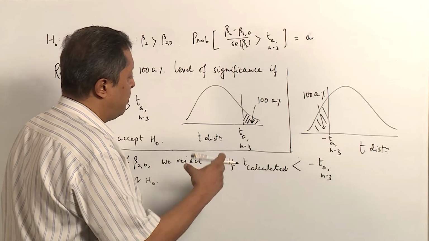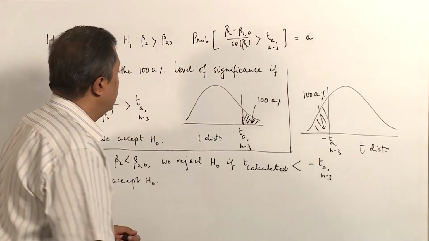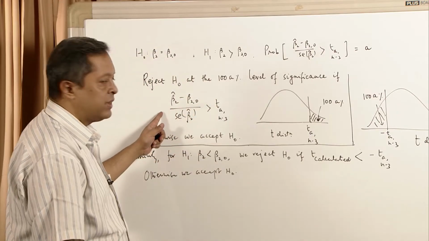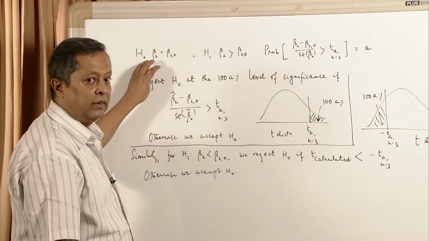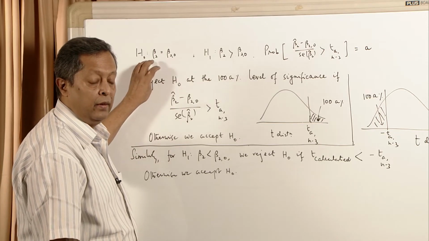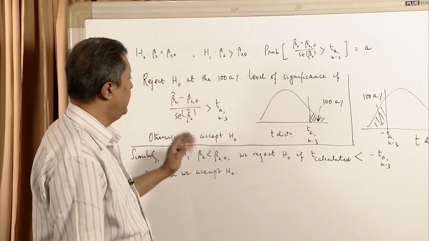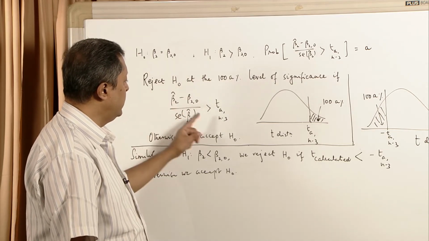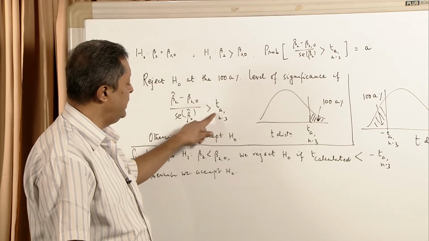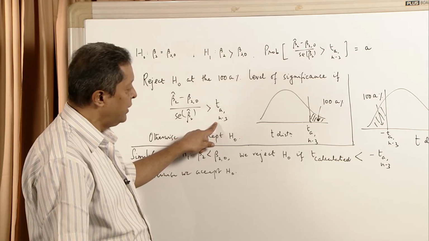Now, to the left of this post, if we get the calculated value, that means we do not have any reason to reject this, but we will reject the null hypothesis if we get a calculated value which is greater than the critical value t a comma n minus 3 degrees of freedom.